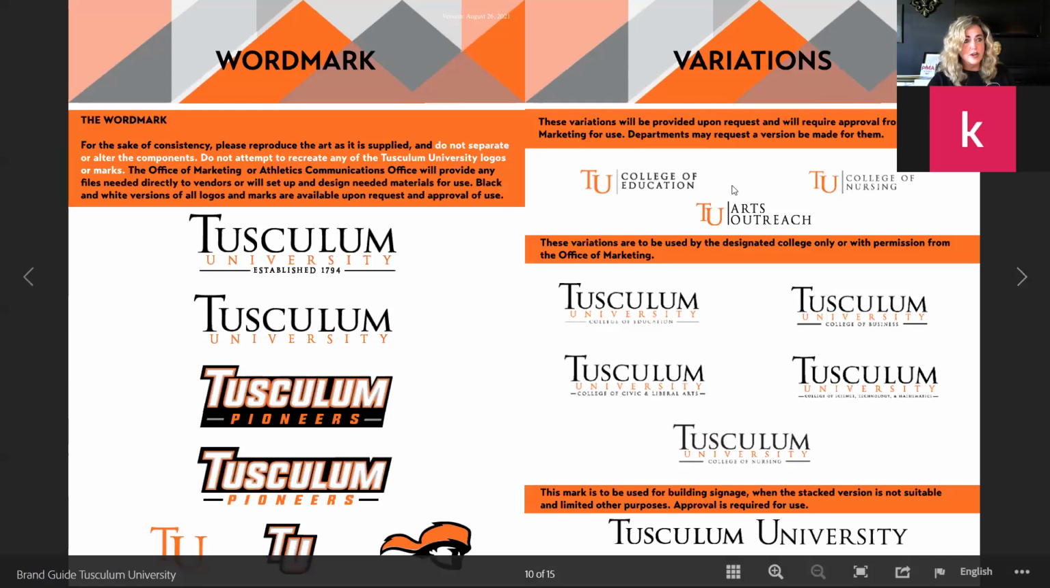And then this is where you would put your different versions of the logo that you create. You see how they mention this mark is to be used for building signage. These variations can be used by the designated college owner. These variations, et cetera, et cetera. And they all have specific things attached to them. These over here are for athletics.